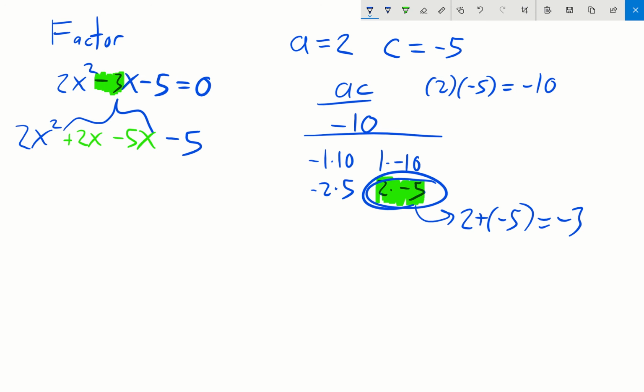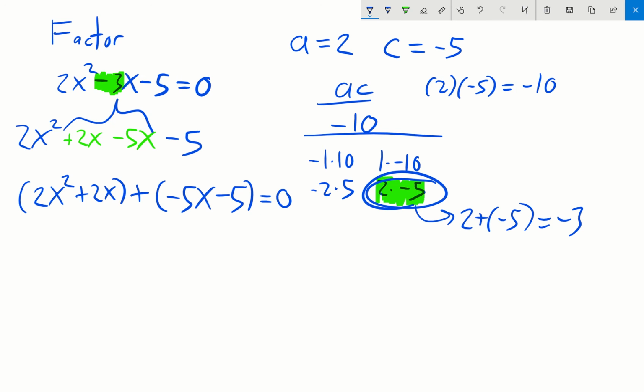Again, positive 2x plus negative 5x would give us back the negative 3x we started with, but by breaking it apart, we now have 1, 2, 3, 4 different terms. And because we have 4 different terms, we can do a factor by grouping. I'm going to group the first two terms together, 2x squared plus 2x, plus I'm going to group the last two terms together, negative 5x minus 5, and these are going to be equal to 0.